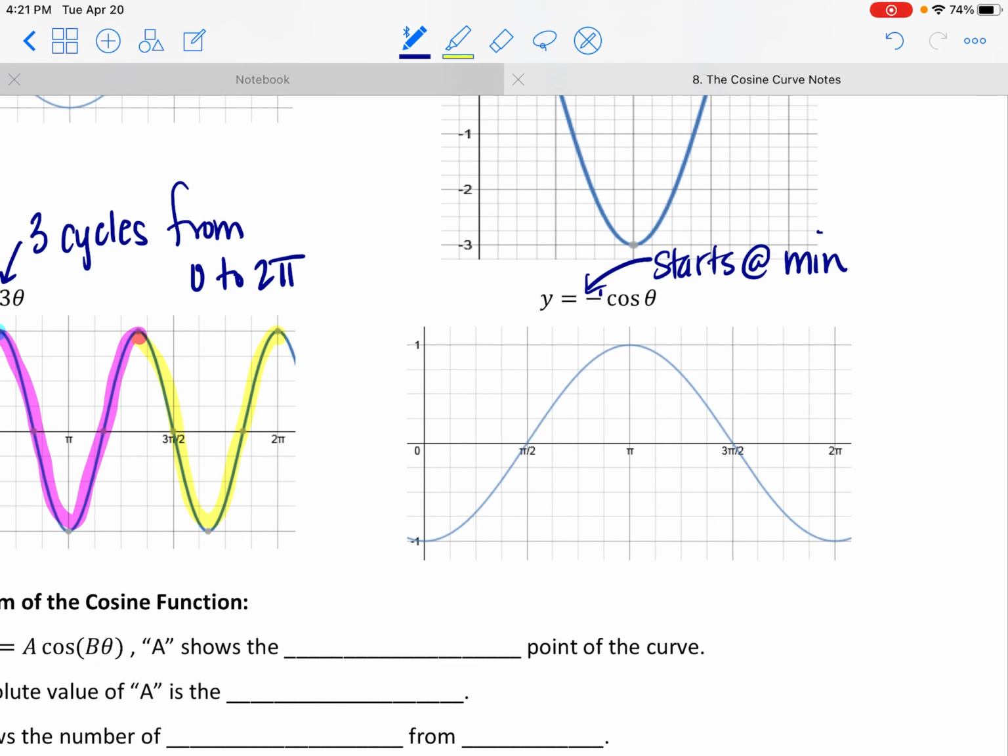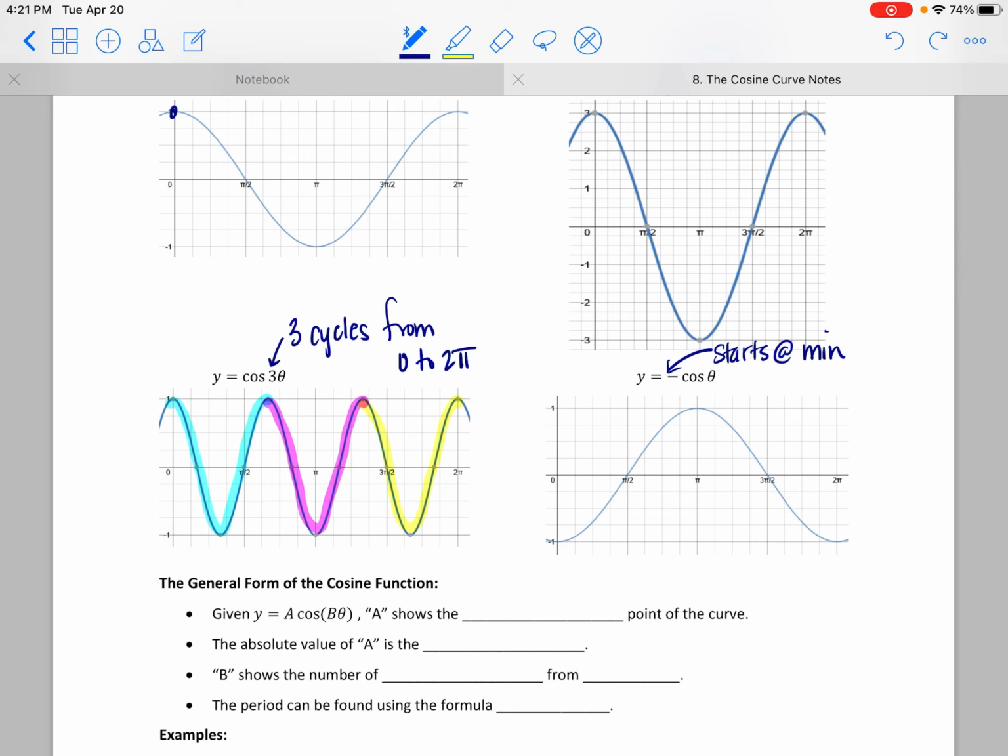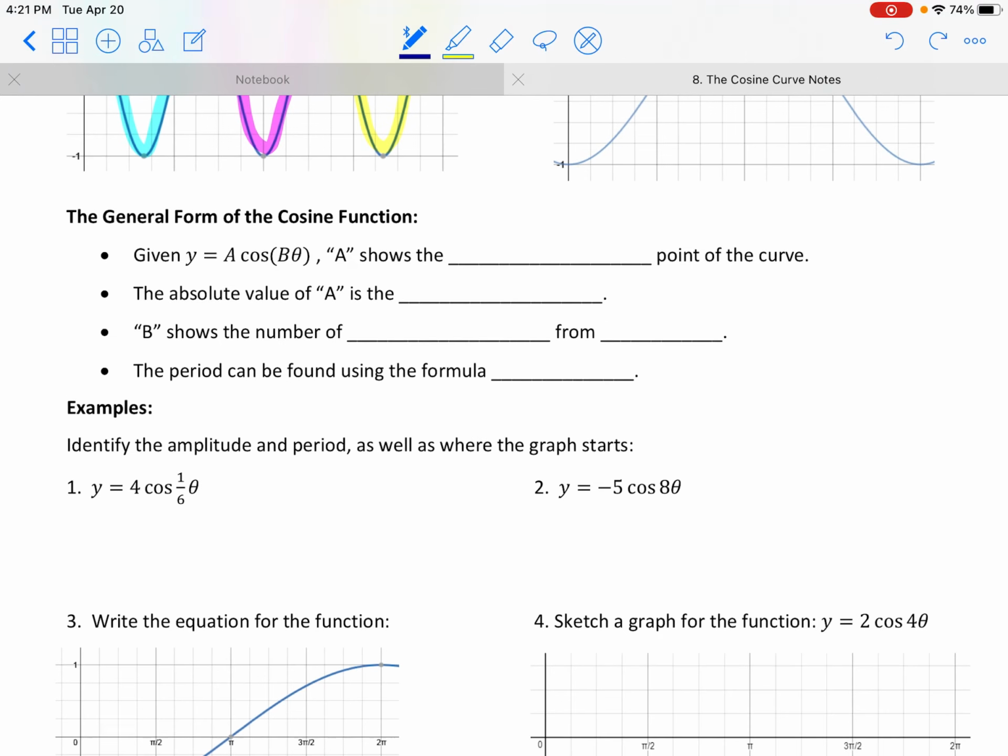And if our cosine curve has a -1 in front, our amplitude is 1, but that -1 tells me to start at -1. And so the number that's in for the first coefficient, a, not only affects the amplitude, but it shows us the actual starting point for the cosine curve. So a is the starting point. And again, the absolute value of a is going to give us our amplitude. And then b shows us the number of cycles from 0 to 2 pi.